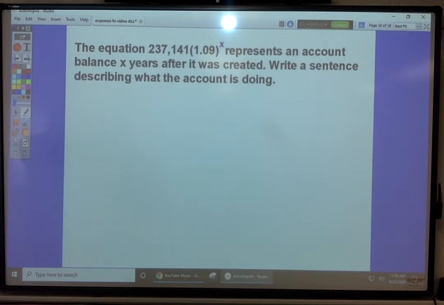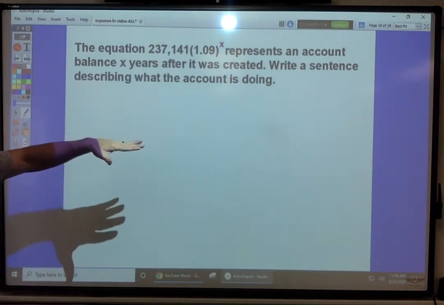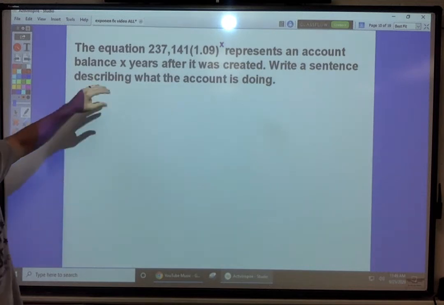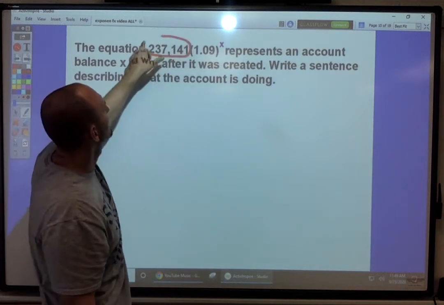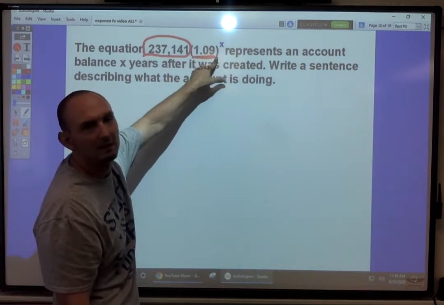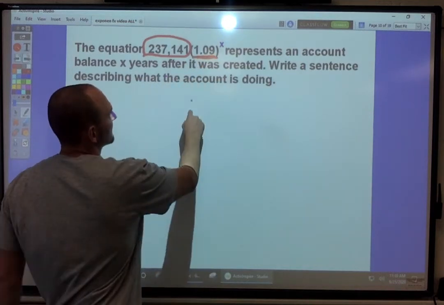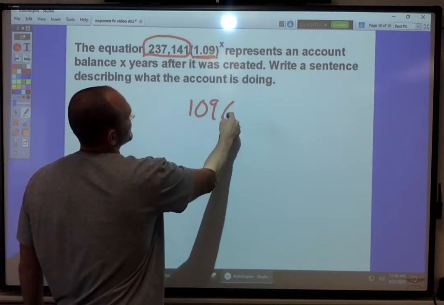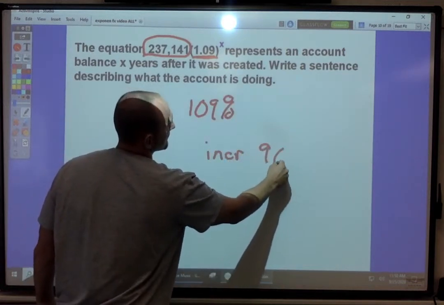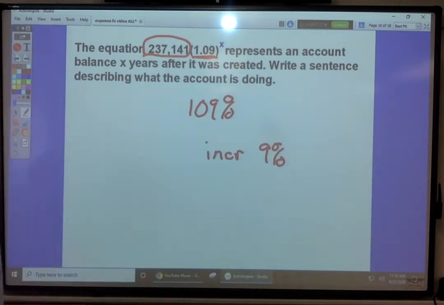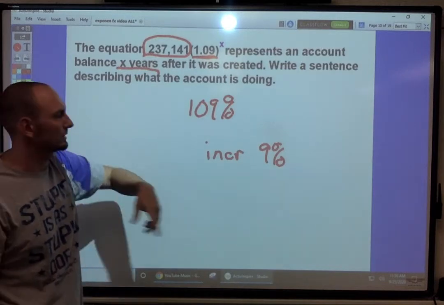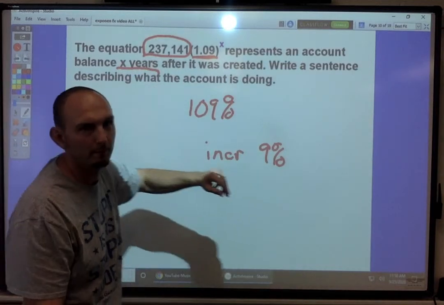Okay, next one here. Okay, hopefully in your head you can tell me what's going on in this situation. We have this much money in our account, and it is increasing, because that's 109%, so we're increasing 9% each year. That's yearly, so we get 9% per year.